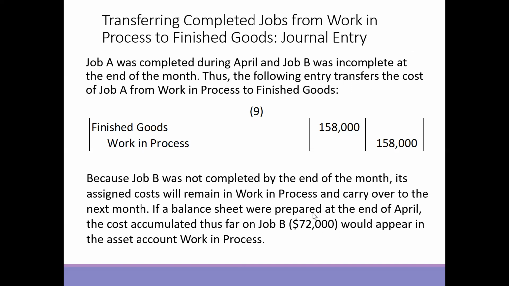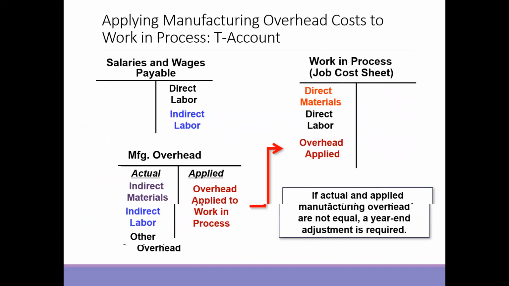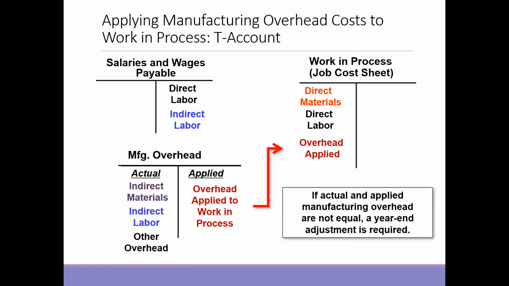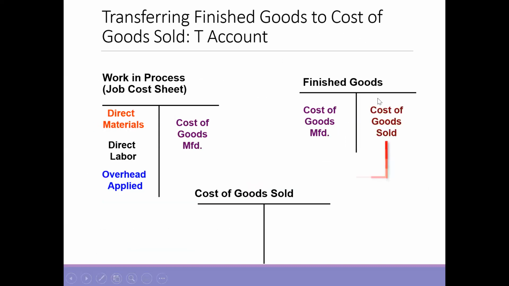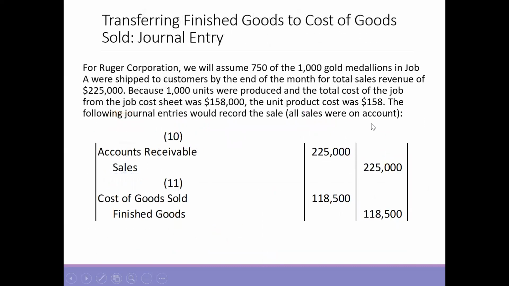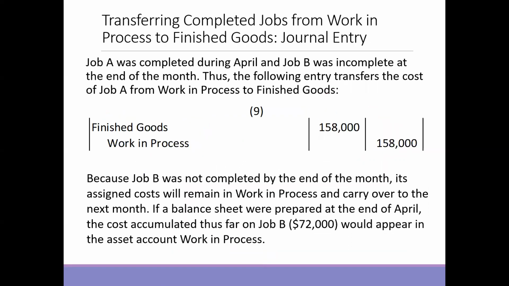If a balance sheet would be prepared at the end of April, the cost accumulated thus far on job B would be $72,000. Because if we look back here somewhere in our, whatever we were adding, the work in process would have an ending balance there of $72,000. Okay. Now, sorry, I went too far.